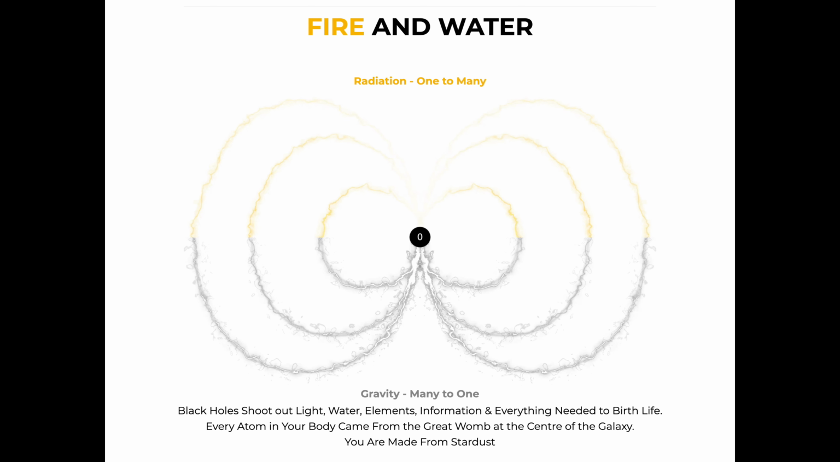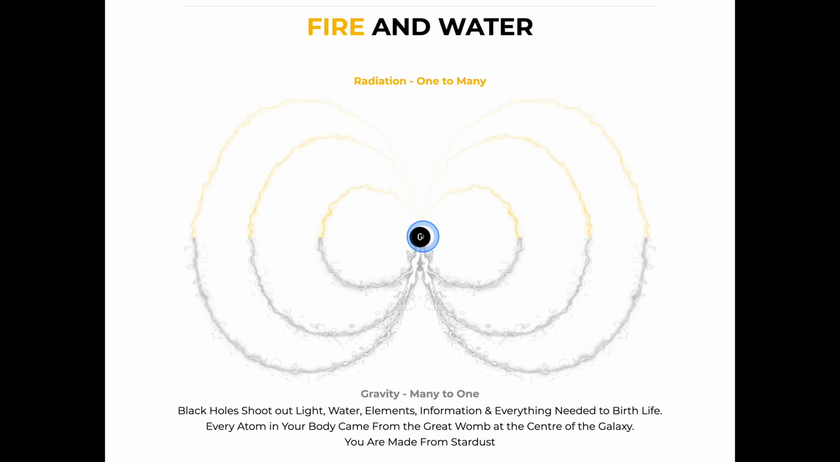At the centre of our galaxy is a black hole, and at the centre of every galaxy is a black hole. Black holes shoot out light, water, the periodic table elements, information, and everything needed to birth life. Every atom in your body came from the great womb at the center of the galaxy, the black hole. You are literally made from stardust.